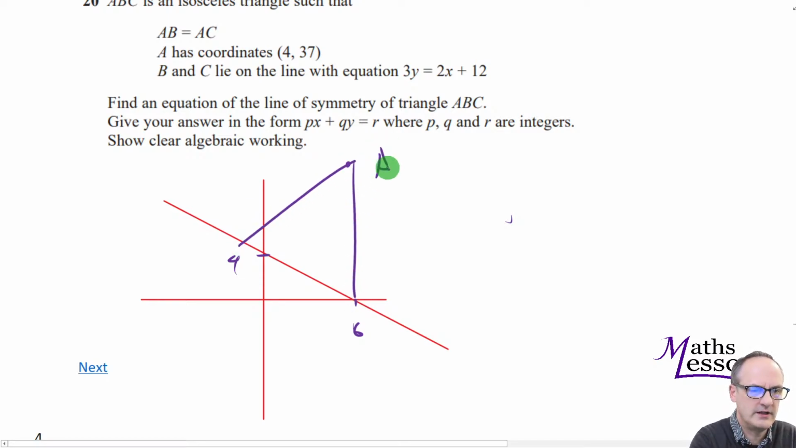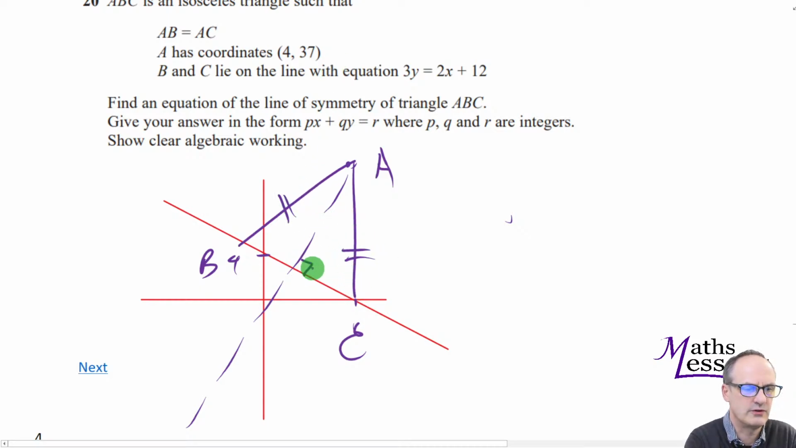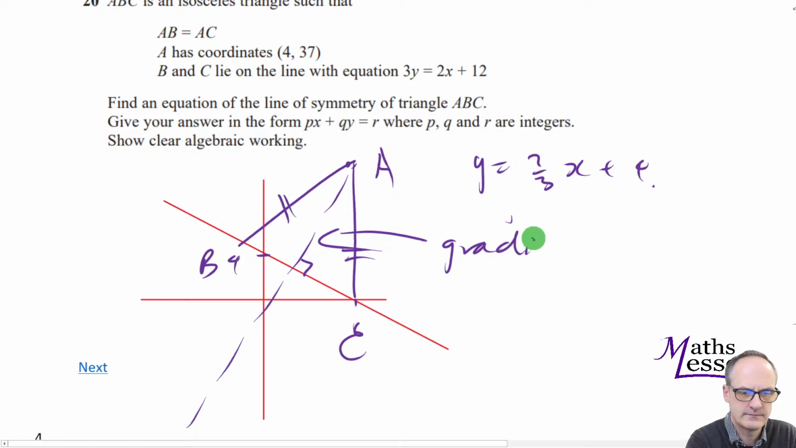Here we have A, we could have B and C that way around, or we can have them the other way around. And what you realise, this is an isosceles triangle because AB equals AC, so this forms a right angle. So therefore we know the gradient of this line is going to be perpendicular to this gradient here. So we work out the gradient of our original line by rearranging, dividing by 3 to get 2/3 x plus 4. And that gives us 2/3. So the gradient of this line will be minus 1 over this, which is minus 3 over 2.